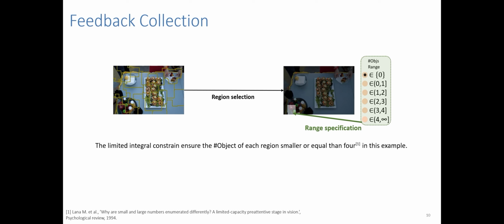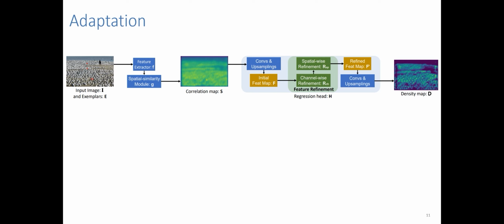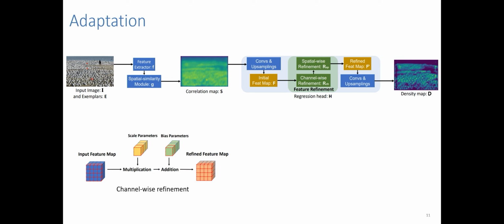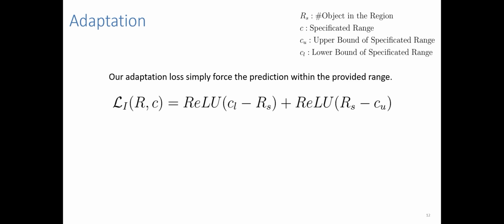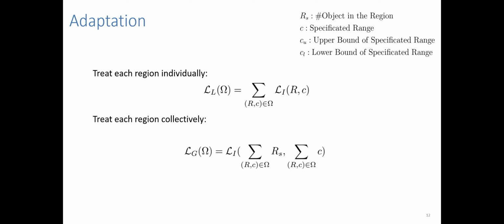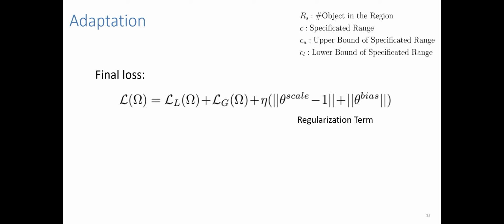For visual counter adaptation, rather than adapting the entire counter's regression head, we introduce a feature refinement module. During adaptation, only this module's parameters are updated. It consists of 2 components: channel-wise refinement for each channel and spatial-wise refinement for each spatial position. Our adaptation loss constrains each selected region's prediction to fall within the provided range. We consider 2 cases: treating each region individually and treating them collectively. The final loss is an average of these 2 terms with a regularization term.